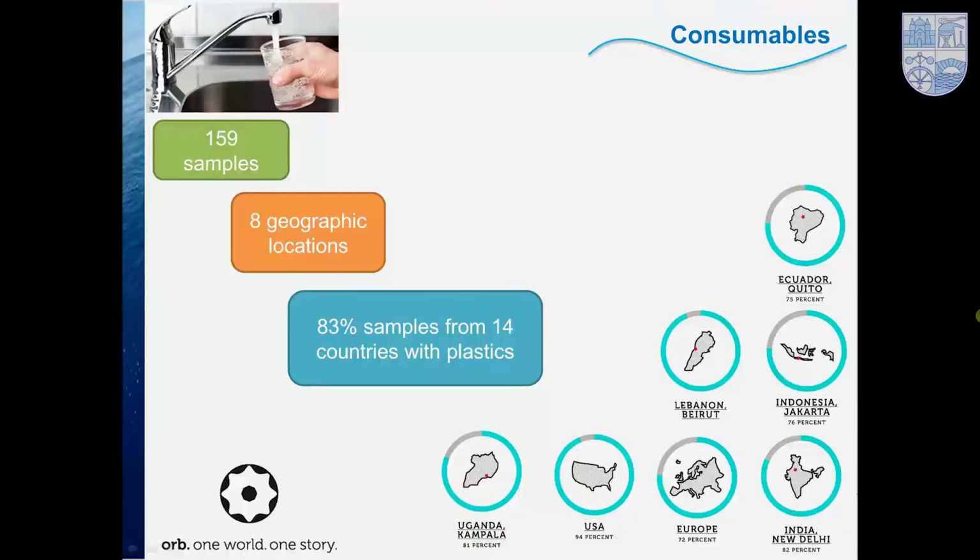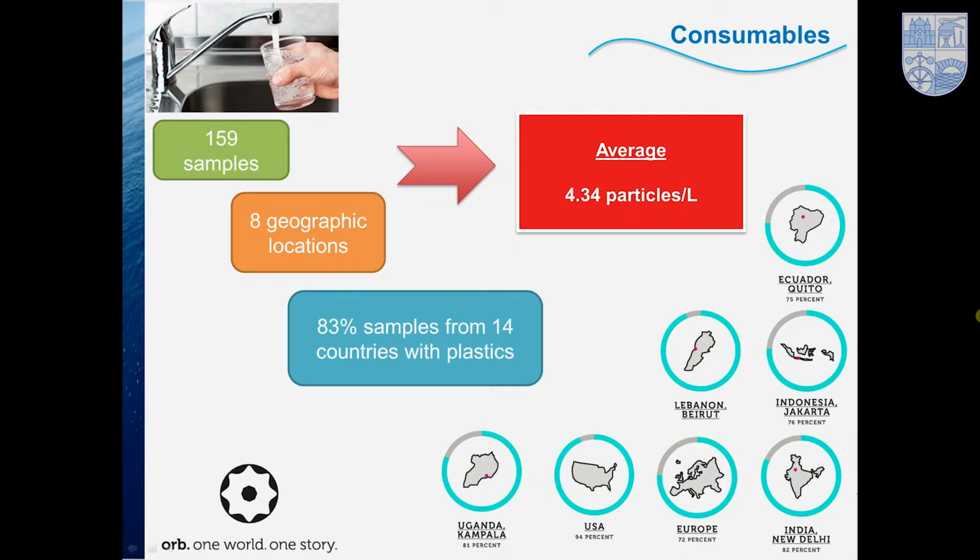So I'm going to present the results here for you, just so you can get an idea of where plastics are in tap water. The study was conducted globally. There were 159 samples collected from 8 geographical locations, and from 14 countries, there was 83% contamination, and it ranged from low numbers of particles, but the average was 4.34 particles per litre. So plastics were present in drinking water. But what does that mean?